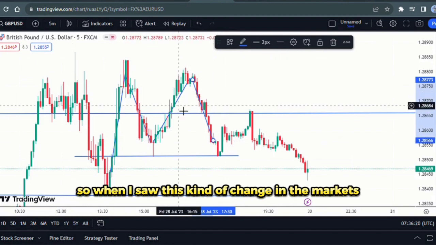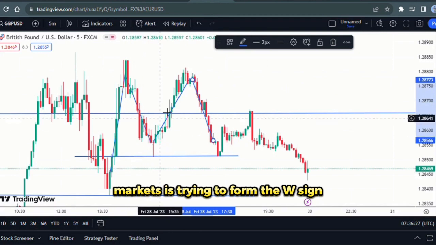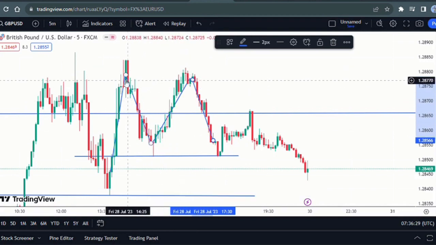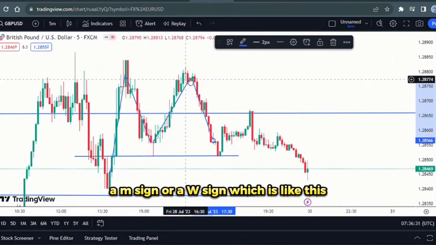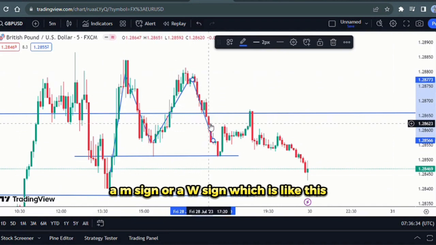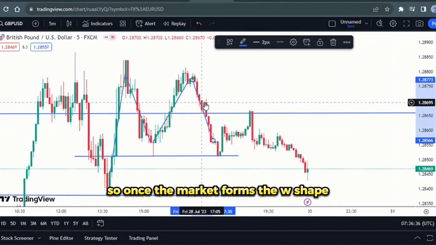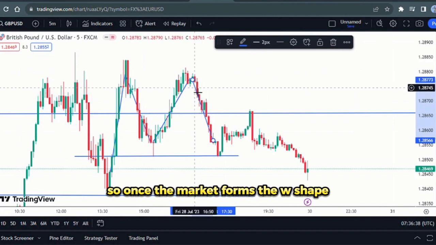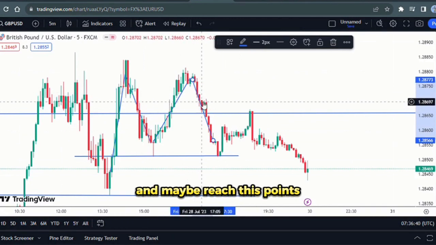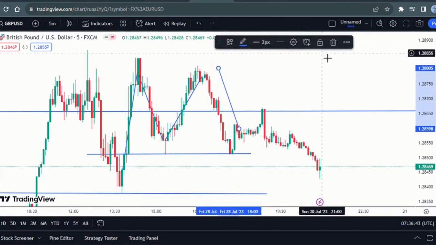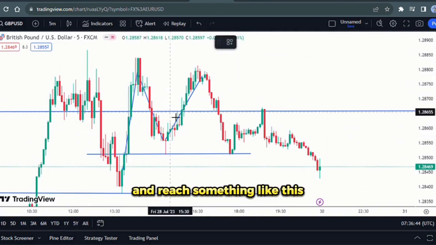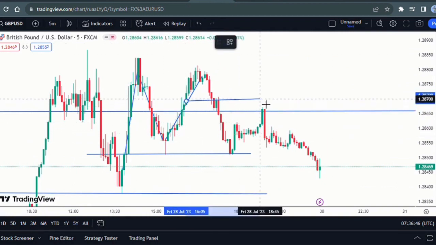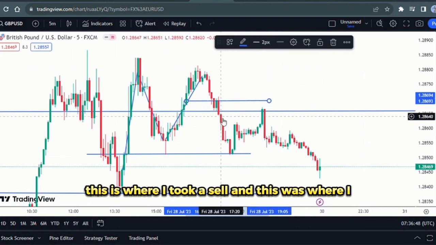So when I saw this kind of a trend, the market trying to form a W sign, or an M sign, which is like this, once the market forms and hits and maybe reaches this point, this is where I took a sell.